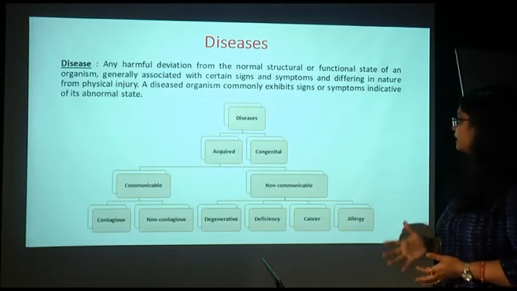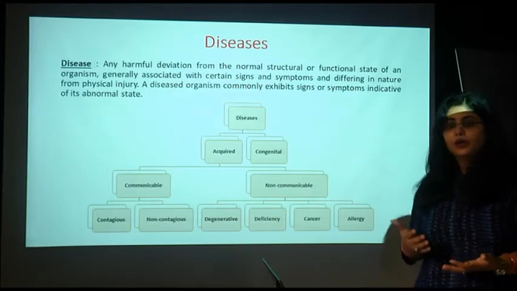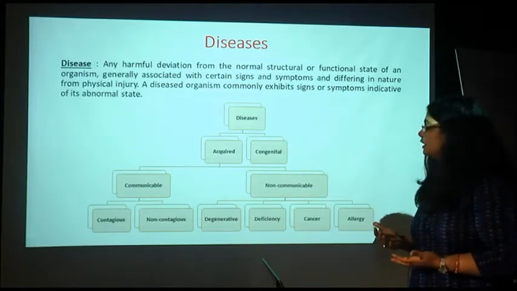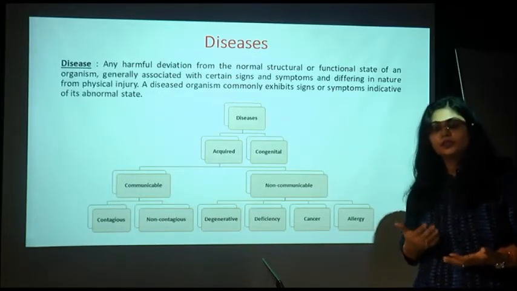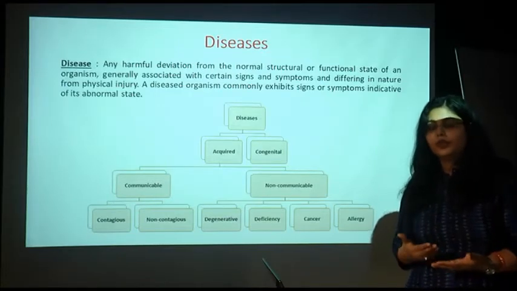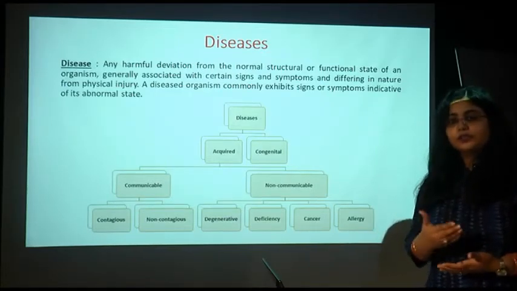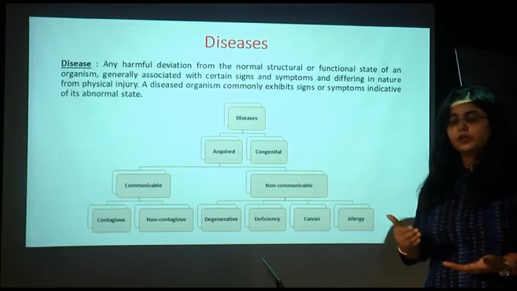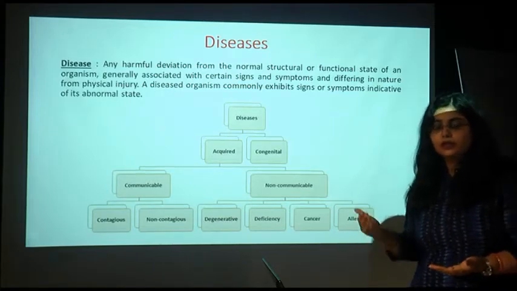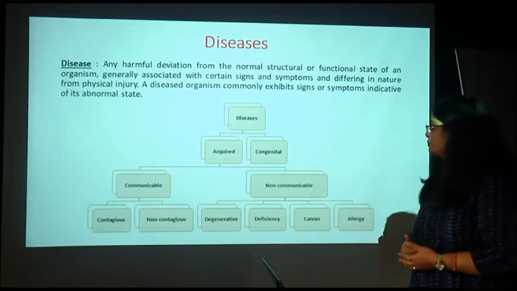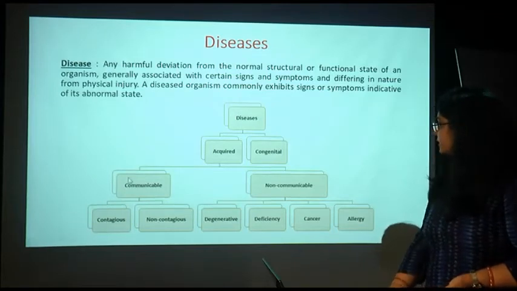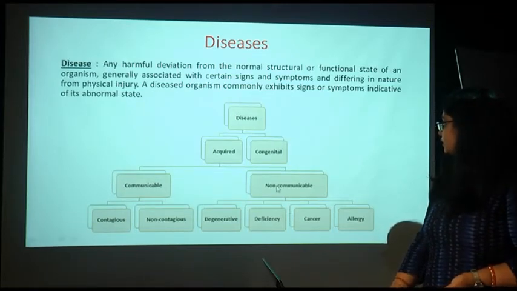Now, diseases can be classified into acquired and congenital. Congenital diseases are those with which the infant is born, and acquired are those which the individual acquires in the process of growth. Acquired diseases are again classified into communicable and non-communicable.